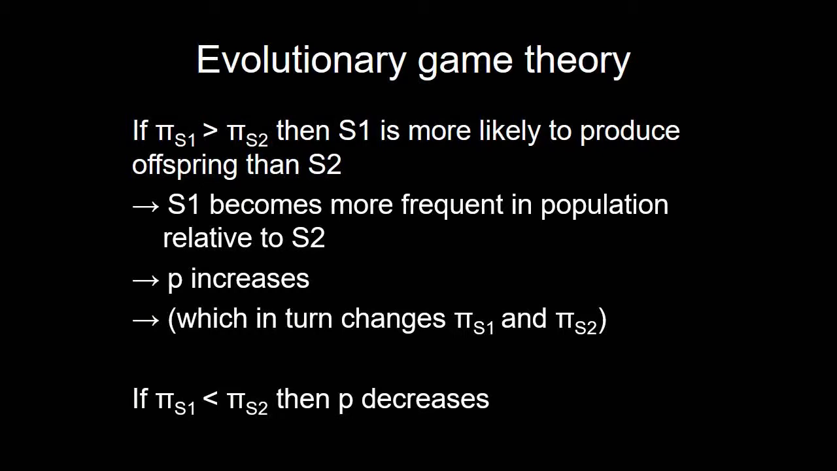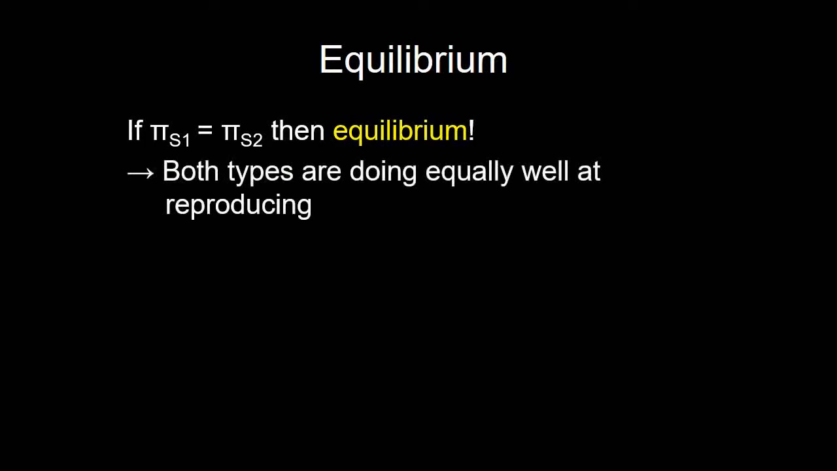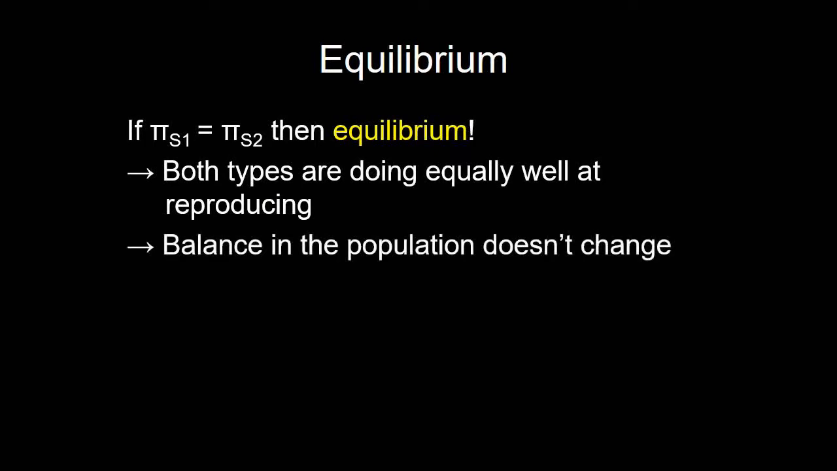This gives you a way of determining the dynamics. At any given makeup of the population, you can know how things are going to change by looking at the payoffs. The key idea of what equilibrium means is that the two payoffs are equal. If the two payoffs are equal, you don't expect anything to change because neither strategy is doing better than the other. This balance creates an equilibrium state in the population.